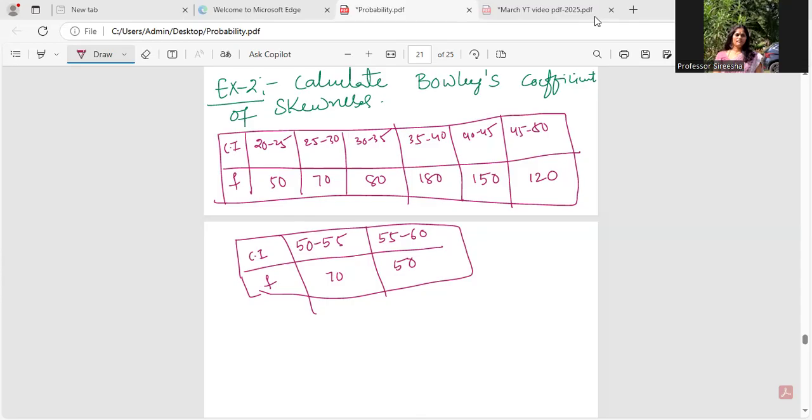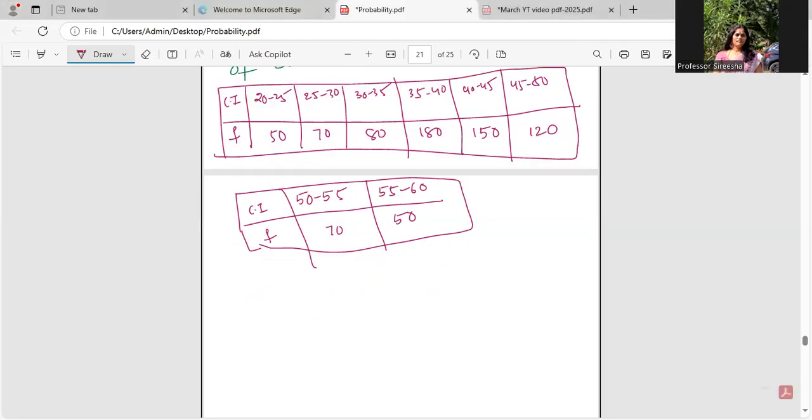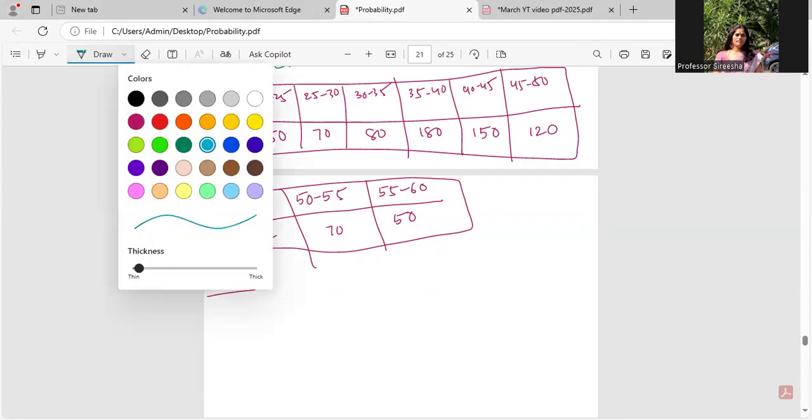We have seen in the last video how to calculate Karl Pearson's coefficient of skewness, for which you will need the mean, mode, and standard deviation. Now coming to Bowley's, I think it's the easiest. You have been given a problem with class intervals and frequencies where you are asked to find Bowley's coefficient of skewness. Let's see how to find it.